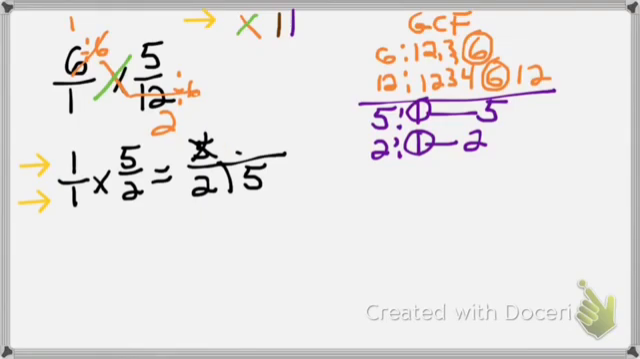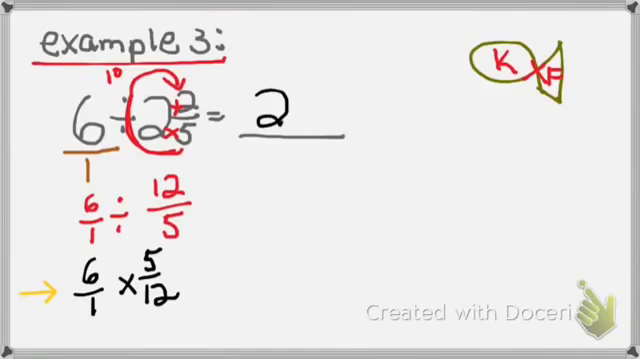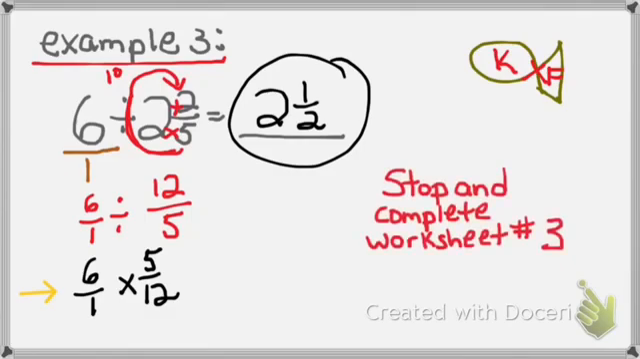So let's go ahead and divide. 2 goes into 5 2 times. 2 times 2 is 4. Subtract 5 minus 4 is 1. Compare 1 is less than 2. There's nothing to bring down, so I'm going to write my remainder as a fraction. My remainder of 1 becomes my numerator. My divisor of 2 becomes my denominator, and I have 2 and 1/2. Go back to my original problem and plug my answer in, 2 and 1/2. So 6 divided by 2 2/5 equals 2 and 1/2. Please stop the video and complete worksheet number 3 right now.